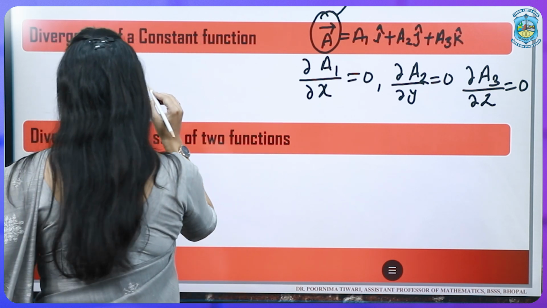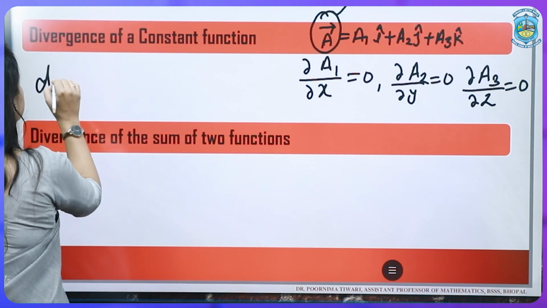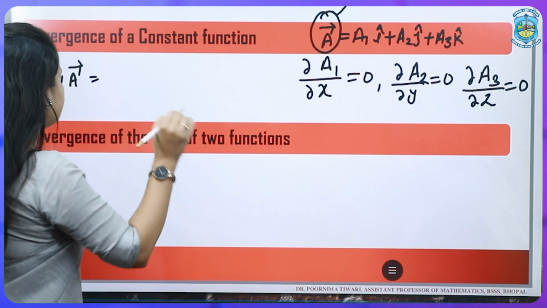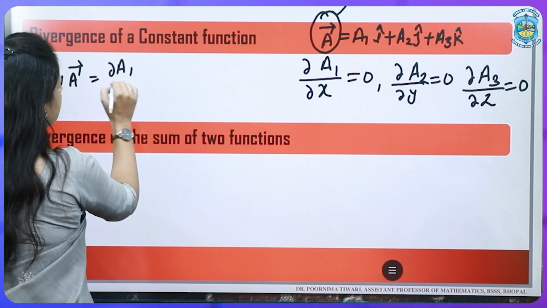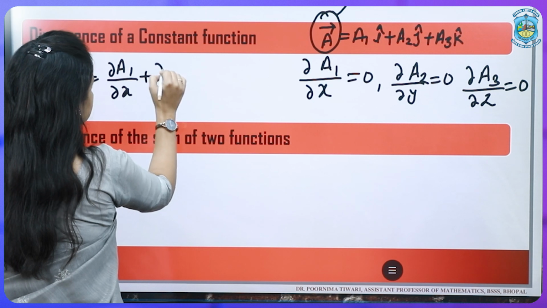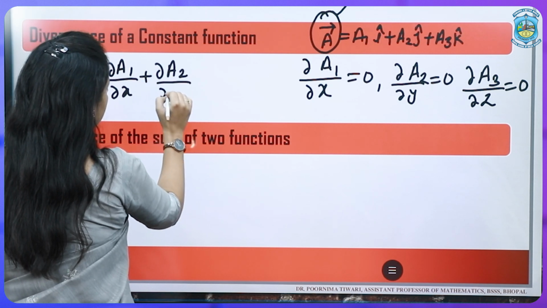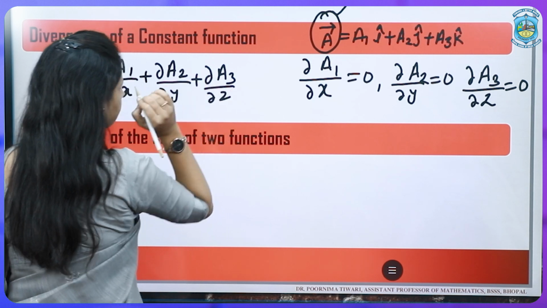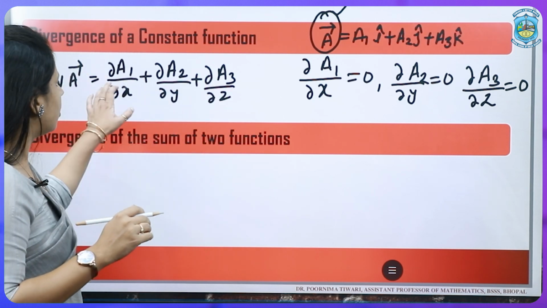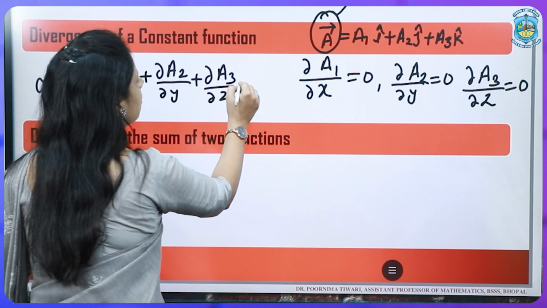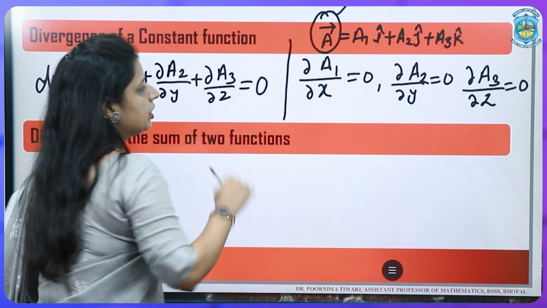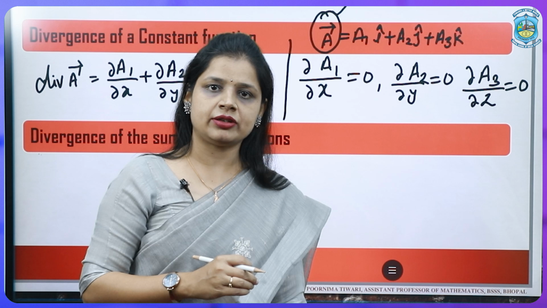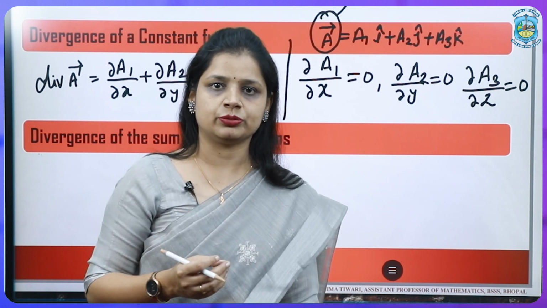So, its components along the x, y, z axes will be constant and their derivatives will be 0. That means, if we calculate divergence of this vector a, which is given by del a1 by del x plus del a2 by del y plus del a3 by del z, since all these three values are 0, this divergence would be 0. That means divergence of a constant vector is always 0.